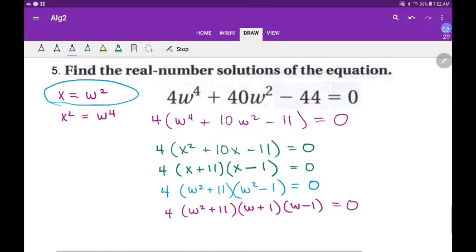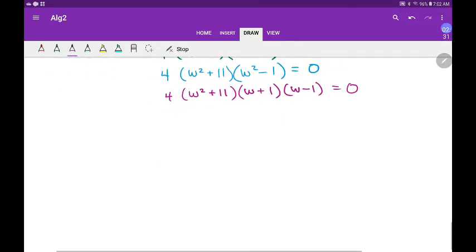It says find the real number solutions. Well, I have bad news for the first part. There's nothing I can do to make that 0. I can't put anything in to make w squared be negative, so that's a lost cause. But these two, I can find answers for. So w is equal to negative 1, because that goes with positive 1 to make 0. And also w is equal to 1, because 1 goes with negative 1 to make 0. So those are my two zeros.